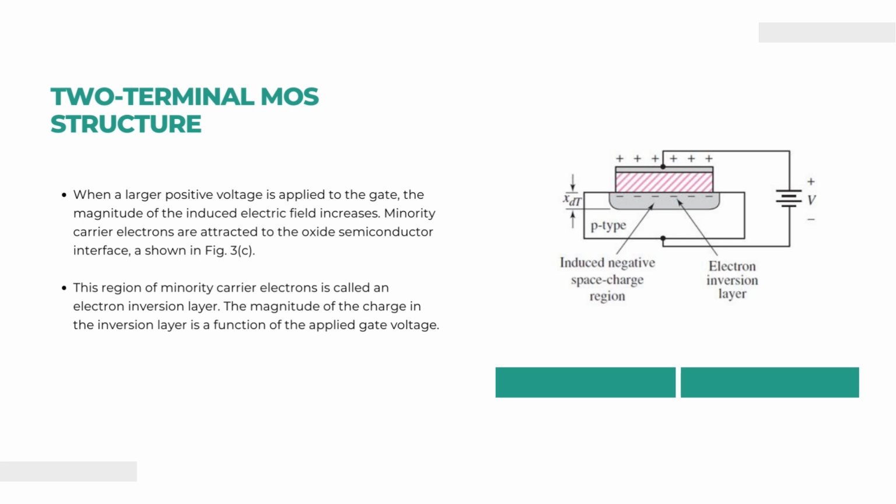So, there is an accumulation of negative charges. So, this region is called the electron inversion region. This region of minority carrier electrons is called the electron inversion region. The magnitude of charges in the inversion layer is a function of the applied gate voltage.